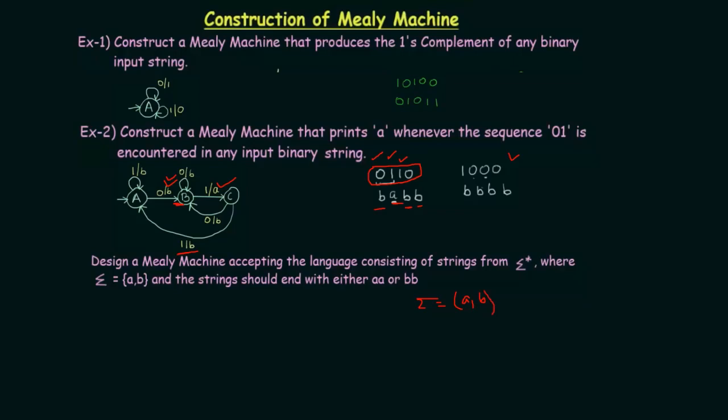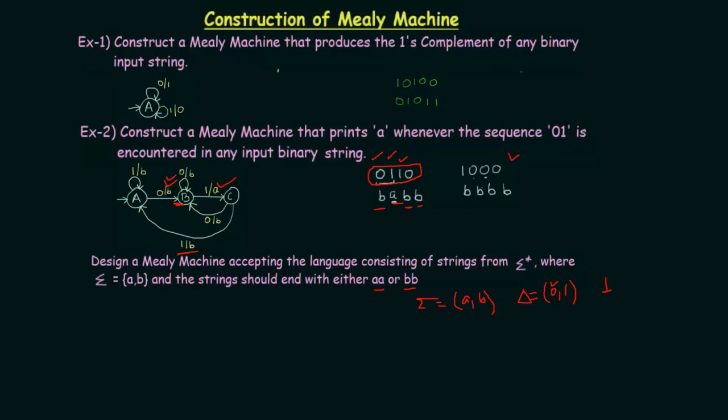Okay, and the output alphabet can be, let's say, 0 or 1, but it should always end with AA or BB. So whenever it is AA or BB, it is going to produce the output alphabet of 1. In all of the other cases, it is going to produce the output alphabet of 0. Okay, so that is the given constraint that is given here.